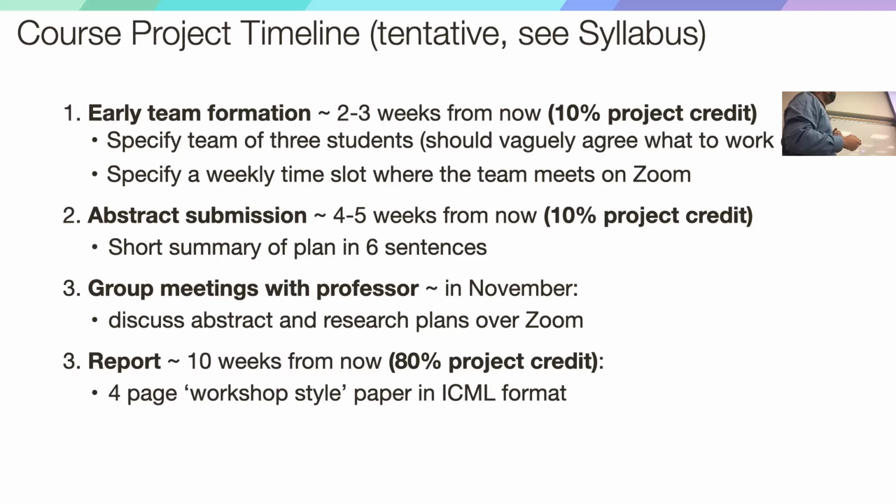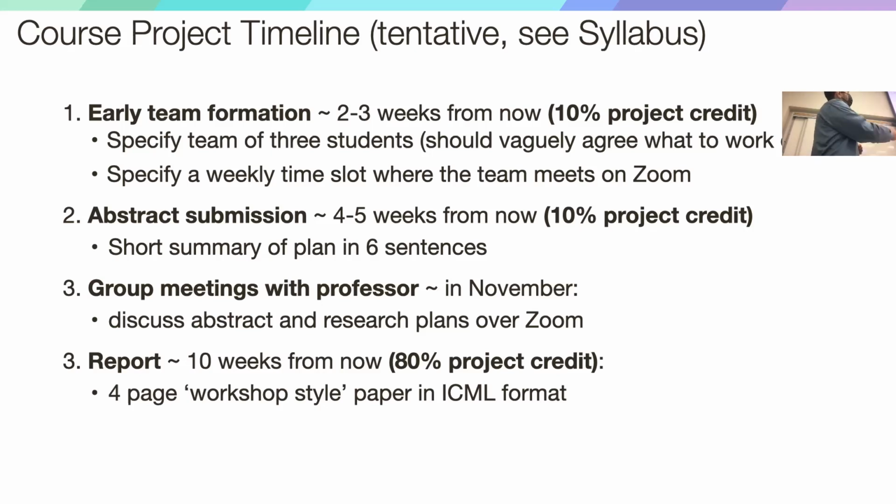The first milestone is very simple. After a couple of weeks, the only thing that we'll ask you for is to specify your team, right? So maybe you can already start looking for team members. And just by specifying that team, and we'll tell you exactly how, you'll already get 10% of that course project credit. Pretty easy, just giving you some incentives to do it early. If you don't do it, then you don't get that early team formation credit.